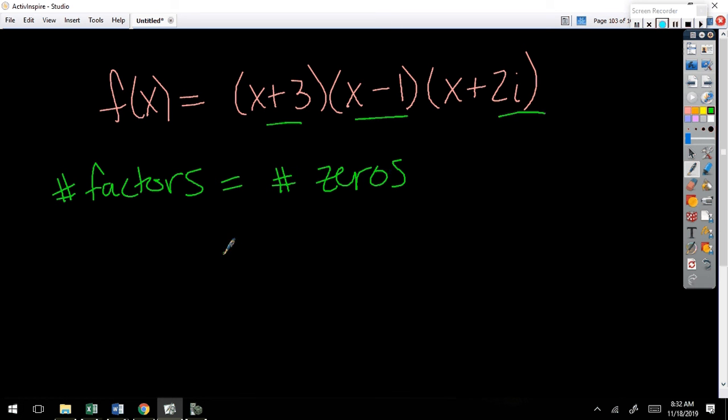All right, what are the zeros here? That's exactly right, -2i, which is my imaginary number, and that is A-okay. What if I asked you to put that in standard form? You would foil it.